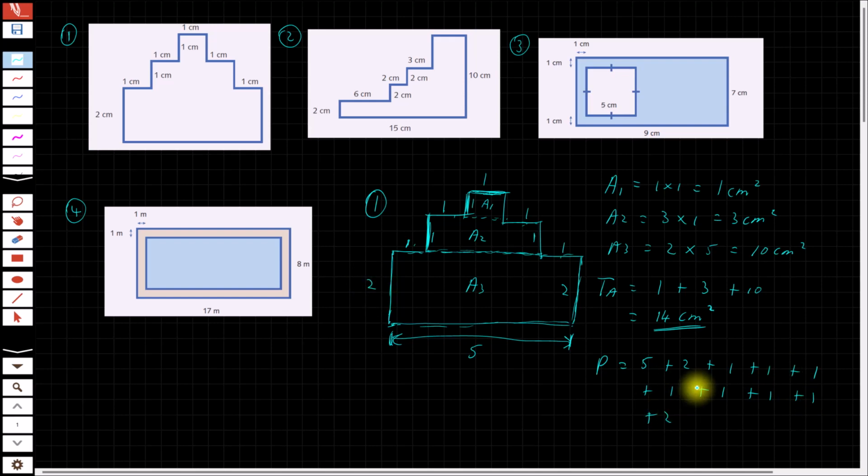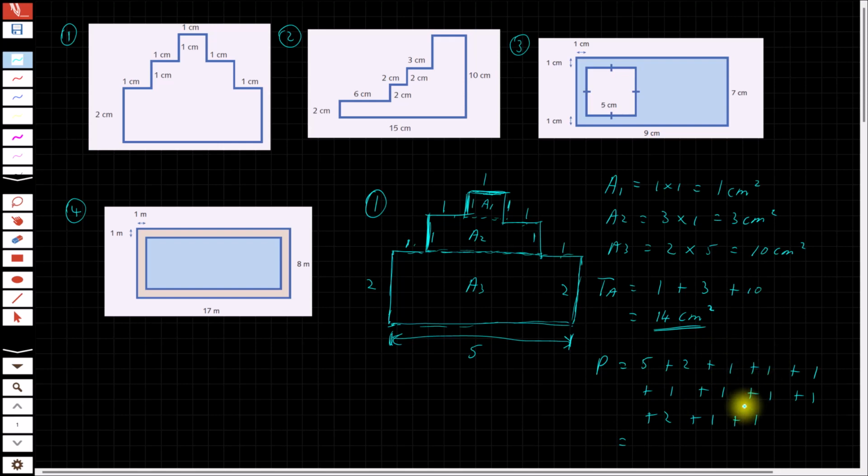Let's just check we got that right. Count the number of ones up. So 1, 2, 3. We missed 1 here, so we're going to have to add another 1. So 1, 2, 3, 4, 5, 6, 7, 8, 9. And we've got 2 2s there, 1 5, there. So that should be the perimeter.